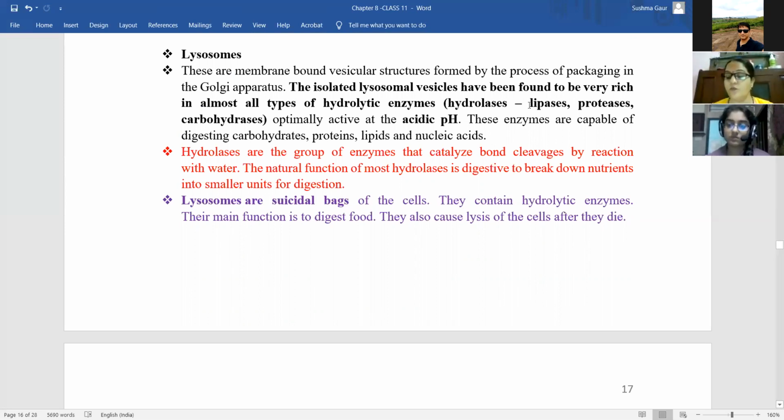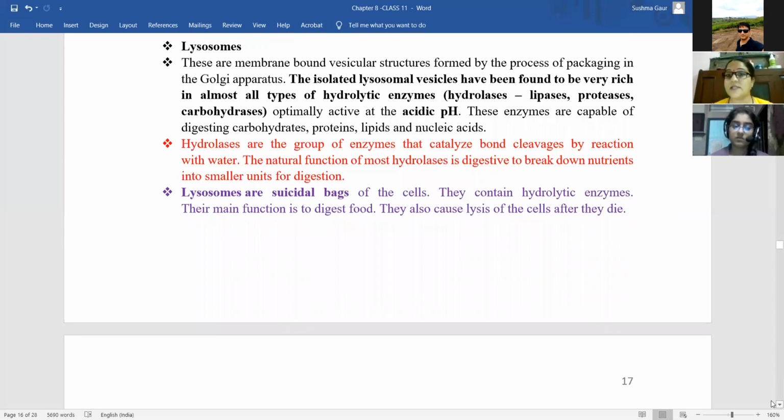Which enzymes are present in the lysosomes? Lipase, protease, and carbohydrase. I have highlighted this, which means a question can be asked from it. It's important. And all these enzymes are optimally active at acidic pH. As the names suggest, lipase is capable of digesting lipid. Protease is capable of breaking down protein. And carbohydrase is able to digest carbohydrate.